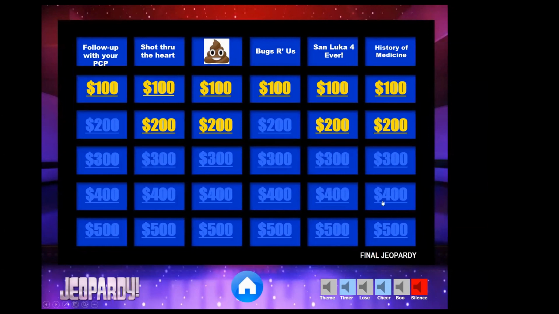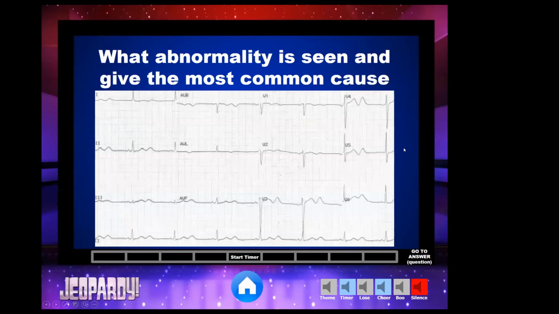Possibly the last question of this Jeopardy. So we need the $200 so our points. So I think we'll go shot through the heart for 200. All right, we have another EKG. What abnormality is seen, and give the most common cause.